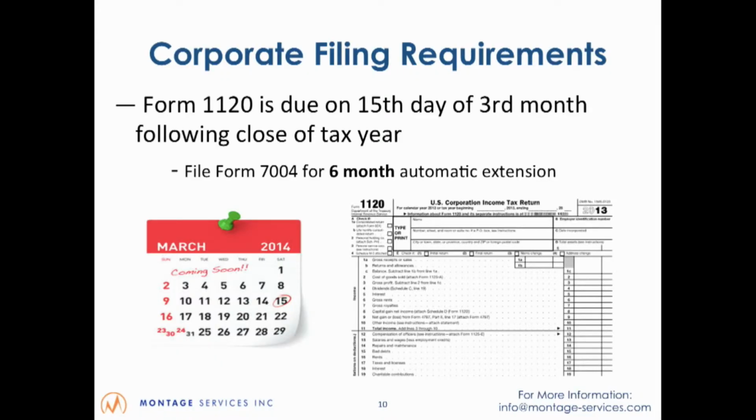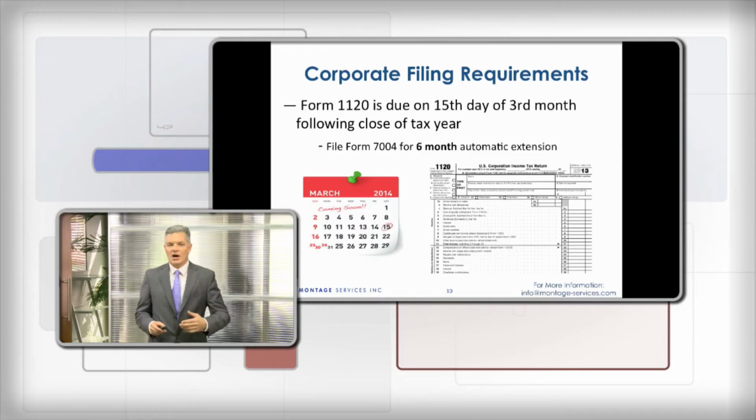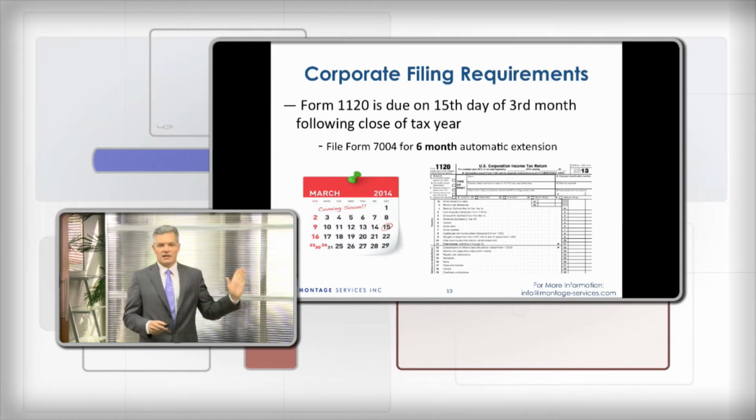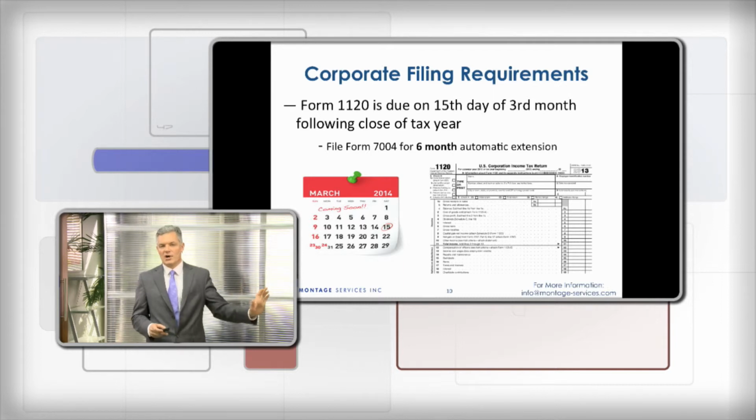For filing purposes, there is a form which is used to report the income on an annual basis to the IRS or our government. That is the Form 1120. There is also a requirement to pay quarterly estimated tax payments on each quarter of the year, such that ultimately the taxes that are due are paid in throughout the year.